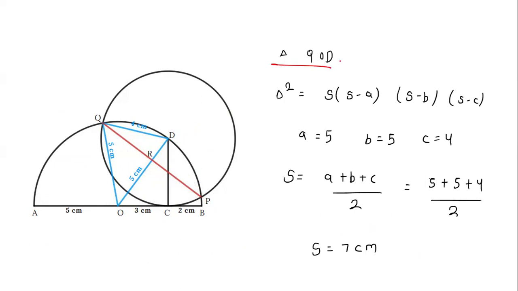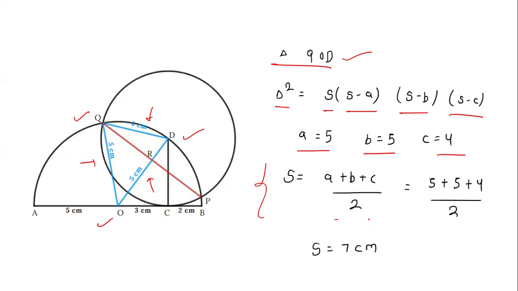Now you see the triangle QOD. This is Q, this is O, this is D. We know Heron's formula. Let delta be the area of the triangle. So delta square is equal to s times (s minus a) times (s minus b) times (s minus c). One side is 5, one side is 5 and one side is 4. So we can find the semi-perimeter, (a plus b plus c) divided by 2, which is (5 plus 5 plus 4) divided by 2, which is 7 centimeter.